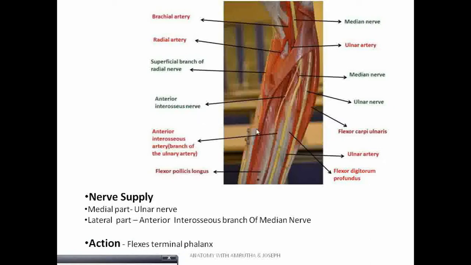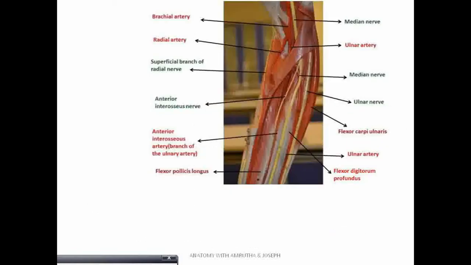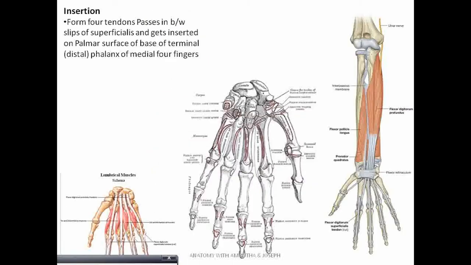Action: it causes flexion of the terminal phalanx, because it is inserted to the terminal phalanx, so it can act on the terminal phalanx. Now no other muscle can act on the terminal phalanx excepting flexor digitorum profundus, because this is the only tendon which reaches up to the terminal phalanx. We have seen that flexor digitorum superficialis reaches only up to the middle phalanx, but flexor digitorum profundus can reach up to the terminal phalanx.